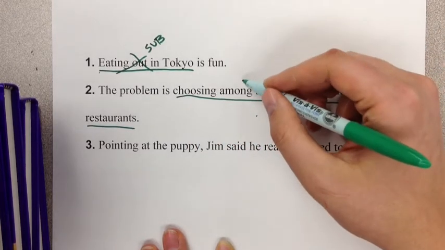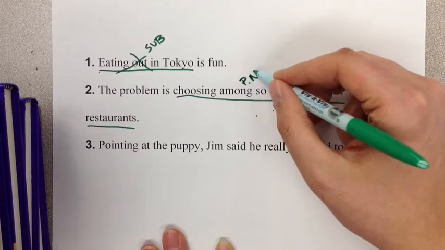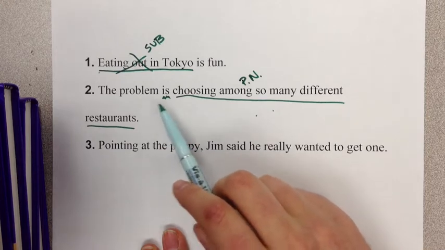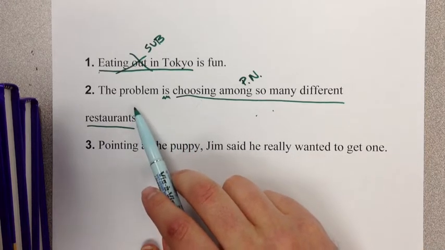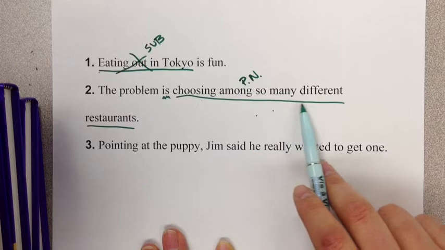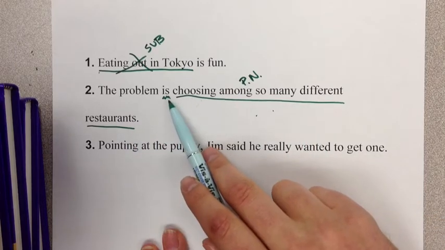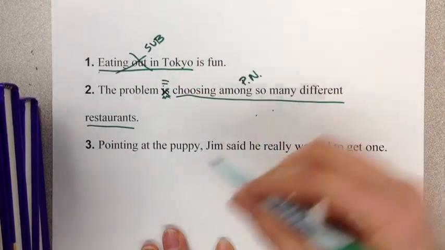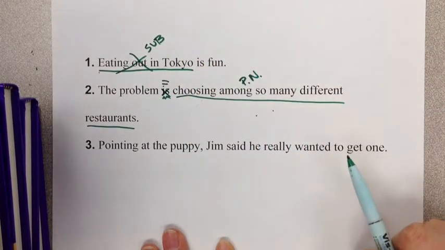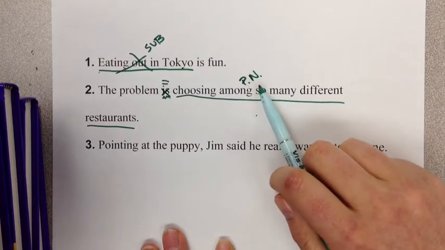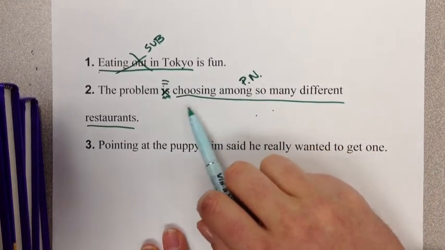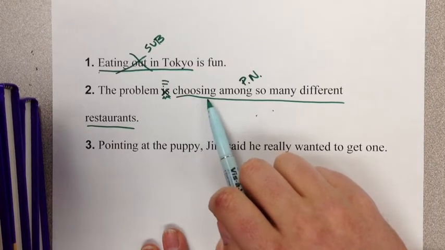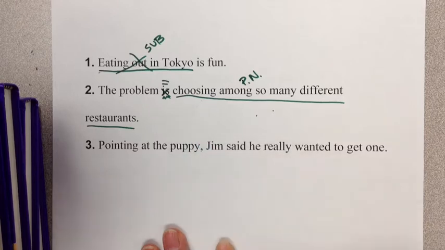Now this is a gerund because it's a predicate nominative. We saw this before. The word is a linking verb, and it gives another name to the problem. Another name for the problem is choosing among so many different restaurants. We know that is a linking verb because I can replace it with an equal sign. The problem equals choosing among so many different restaurants. So predicate nominatives are always nouns, which means this ing word is a noun, and an ing word that is formed by using a verb and adding ing to it is a gerund.